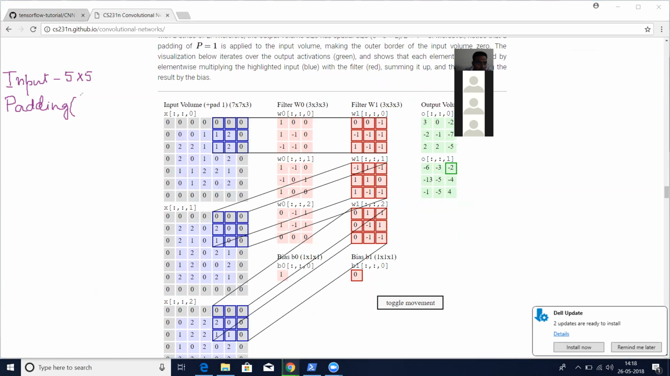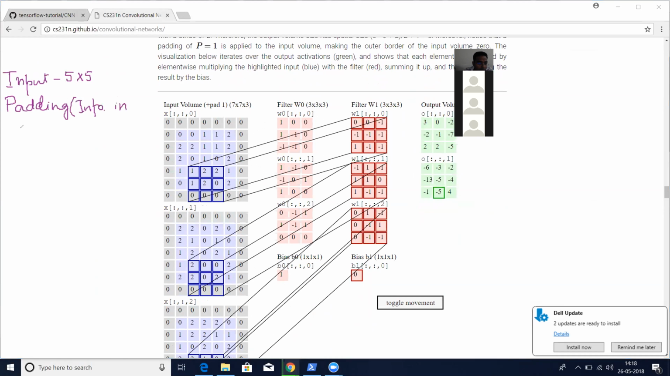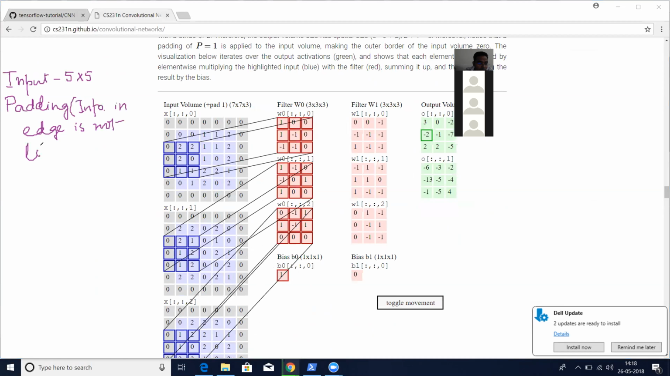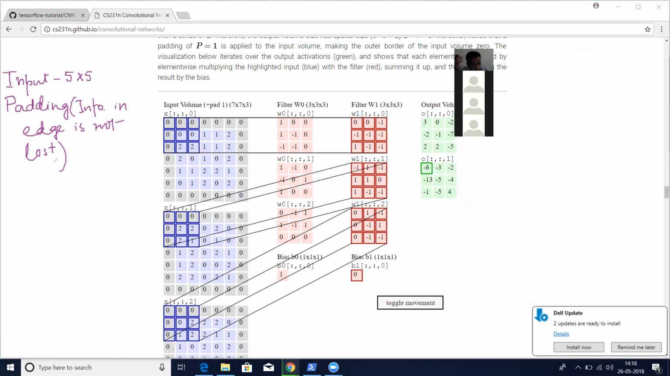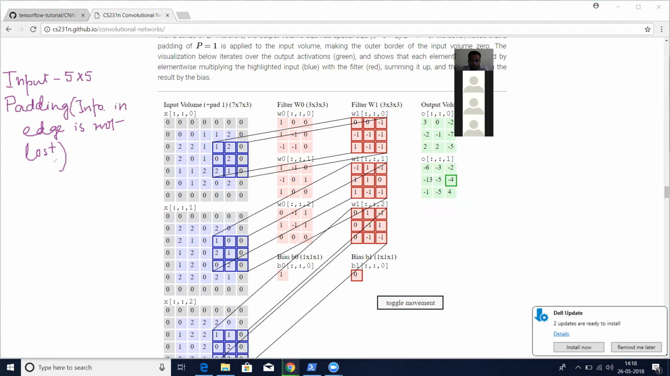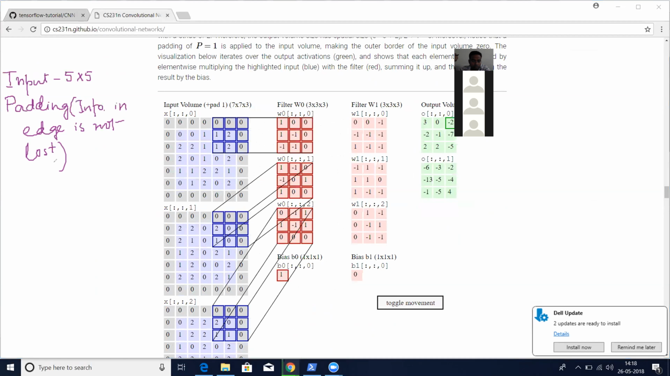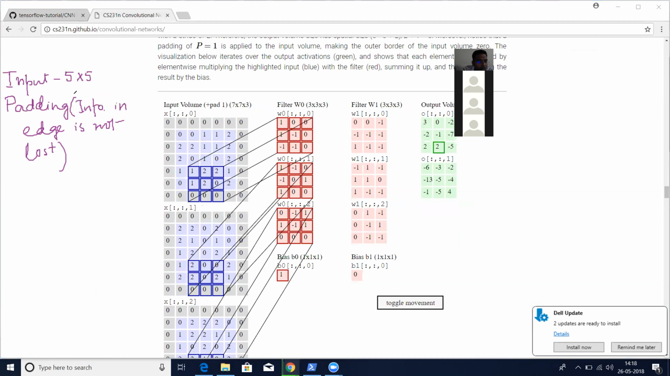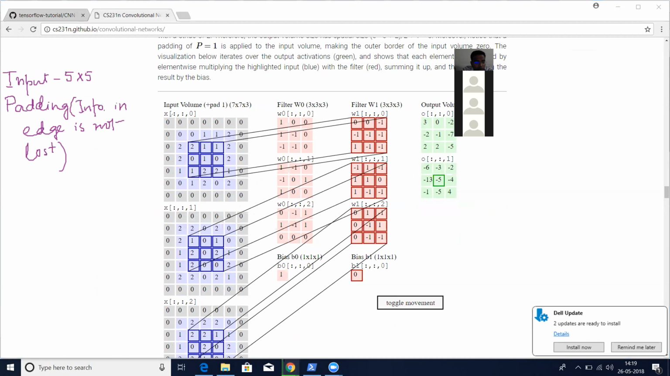So the purpose of padding is that the info in the edge is not lost. That's the whole drill. Padding, so that info in the edge is not lost. That's the crux here. That is why we do padding.